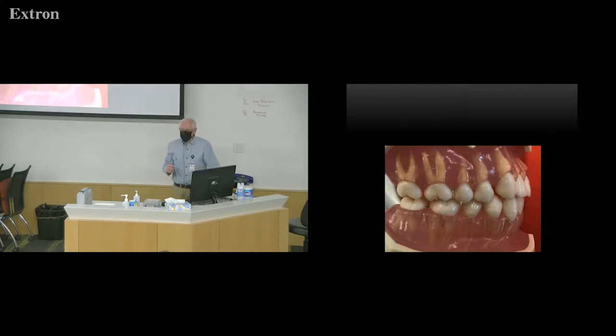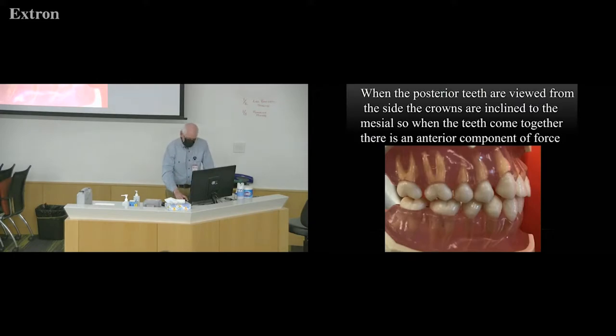But that doesn't mean that if you have a loose contact on a class two, that this is going to take care of it. You can't count on that. If you're restoring a tooth, you want to get good contacts. But I just wanted you to be aware of it. So when the posterior teeth are viewed from the side, the crowns are inclined to the mesial so that when the teeth come together, there's this anterior component of force.